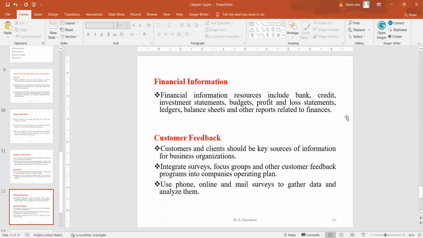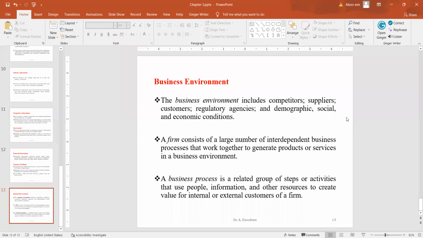The next one is financial information. For a business organization, how is this financial information important? Finance.